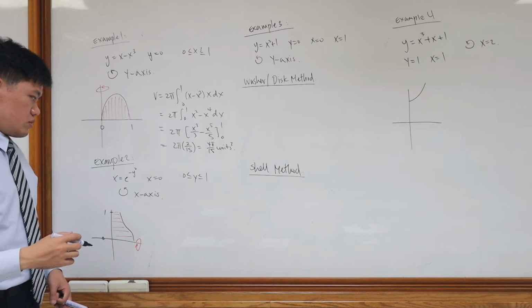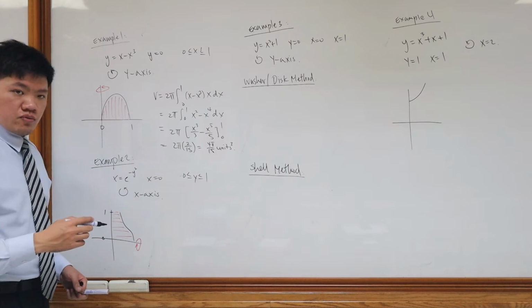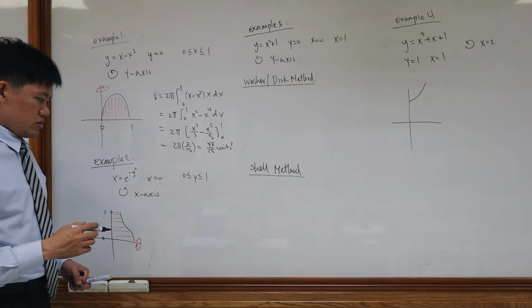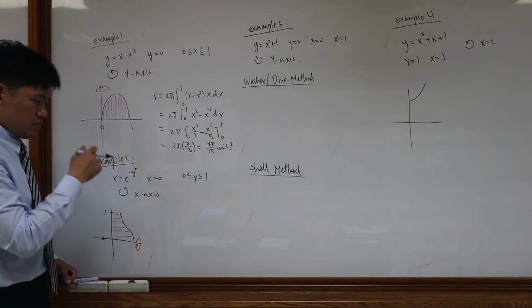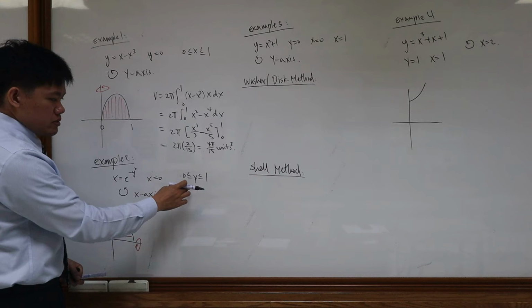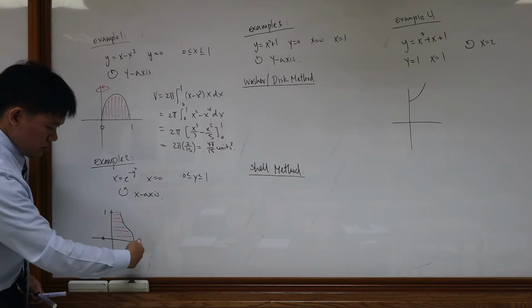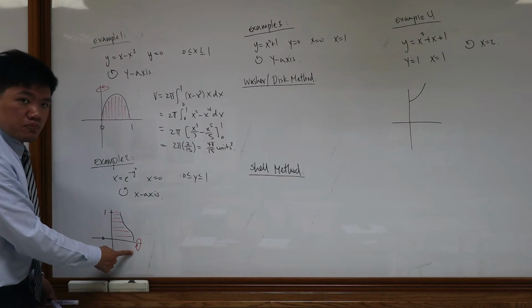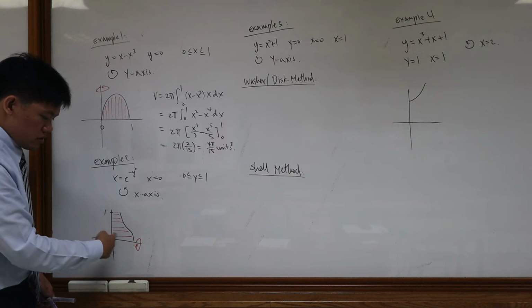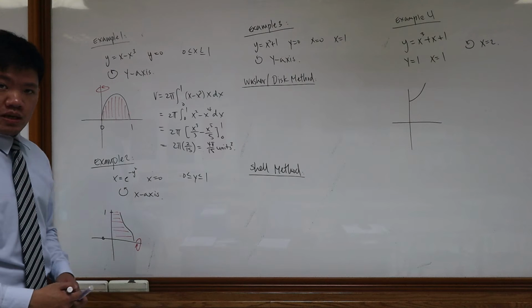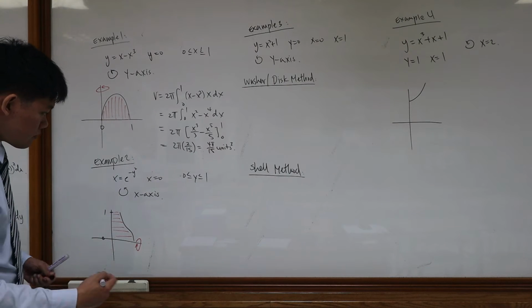Okay, in example 2, x equals e to the negative y squared, and then x equals 0, so in that case that's your top function and your bottom function, and I'm restricted to y between 0 and 1, and rotating around the y-axis. The y-axis is over here, rotating here. The cross-section is going to be parallel to the axis of rotation, so it's going to be horizontal. So that means I'm integrating with respect to y.